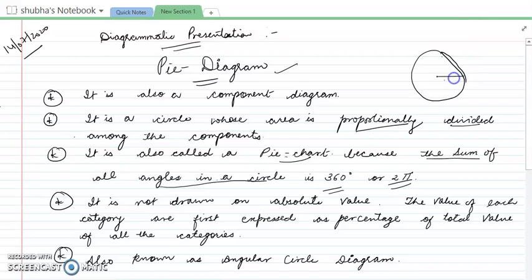Suppose this is a radius. First I put my protector here and make an angle of, suppose, 80 degrees, right? So this is 80 degrees. The second angle I will make uses the same line as the base for the next one. Suppose the next one is 90 degrees, so this is 90 degrees.